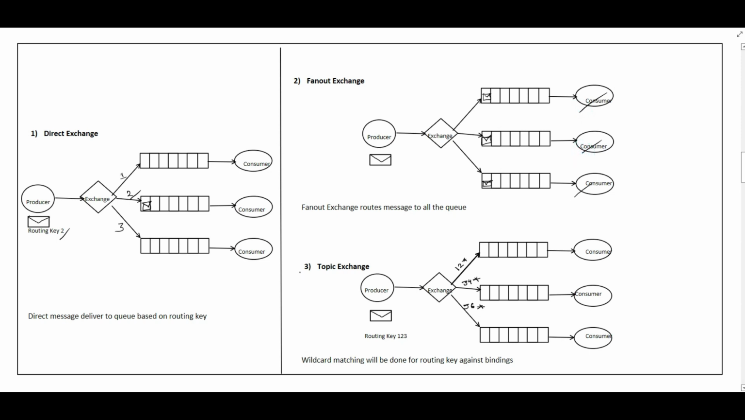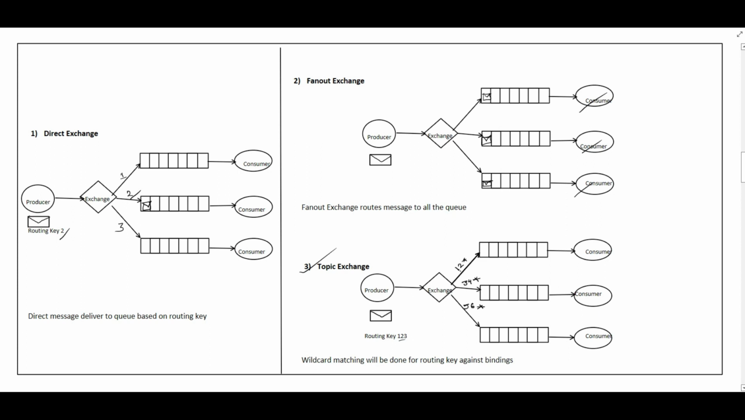Now we have a third type of exchange, the topic exchange. This is nothing but wildcard matching done for the routing key against the binding. Suppose the binding is defined as 1 2 star, 3 4 star, 5 6 star, and the routing key is coming as 1 2 3, then the exchange will match the binding key against the routing key.